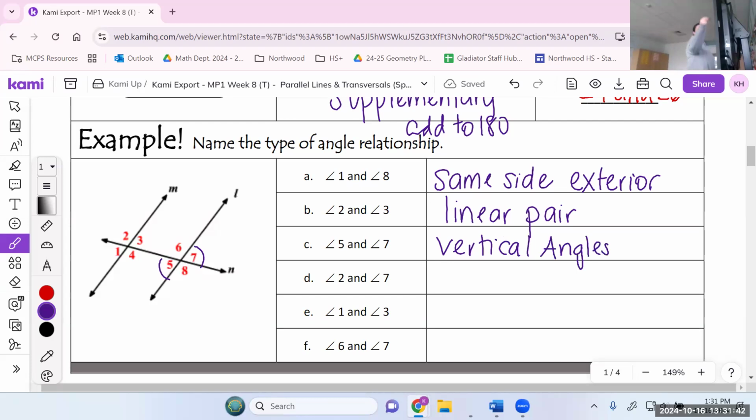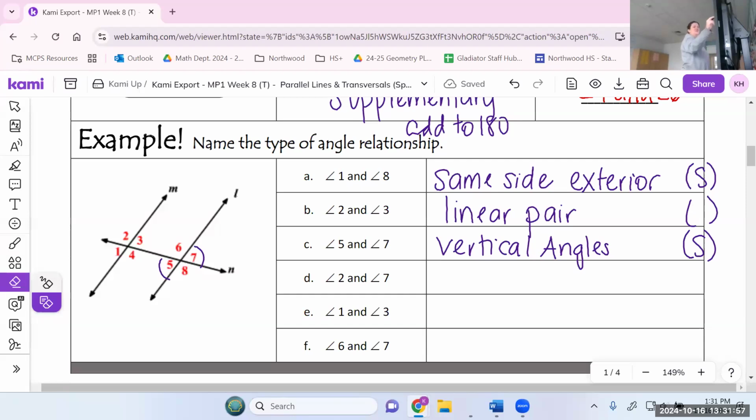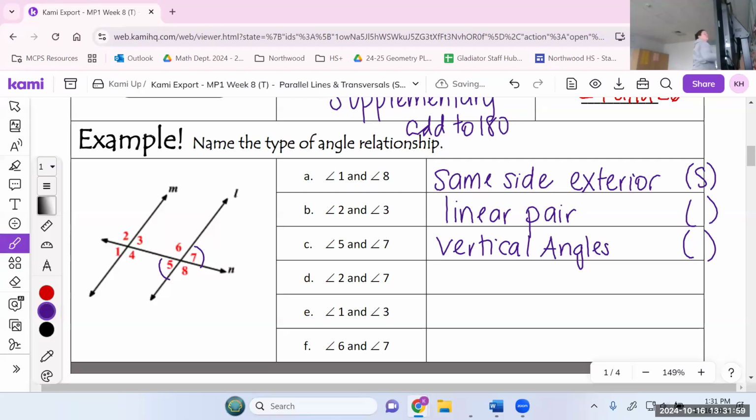Maybe I'll write that these ones are supplementary. Oh, I don't want to. These ones are congruent. I was going to put a C, but I don't want you to think it was complementary. And these are supplementary. Nope. Golly, don't. I was thinking ahead. Oops. The linear pair are supplementary and the vertical angles are congruent.